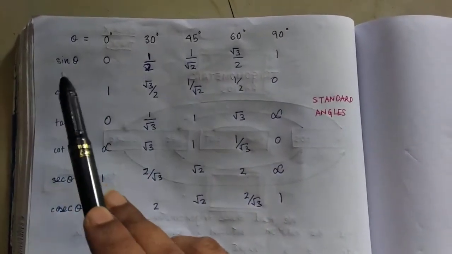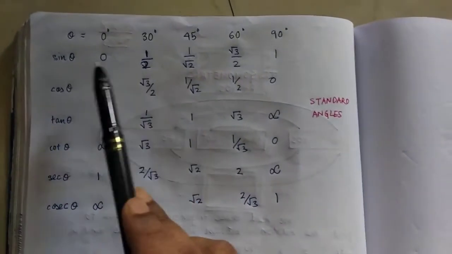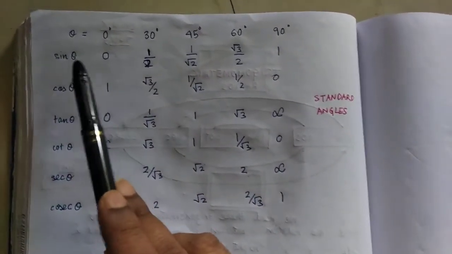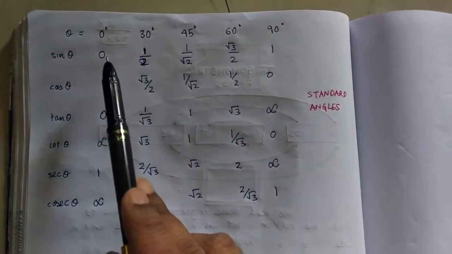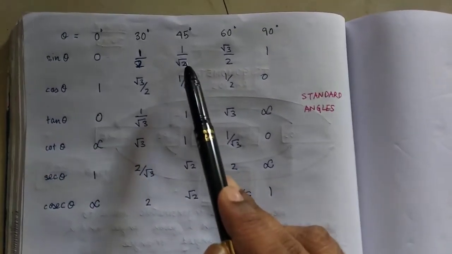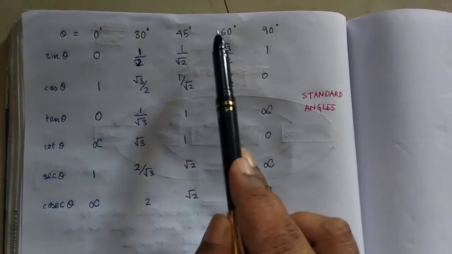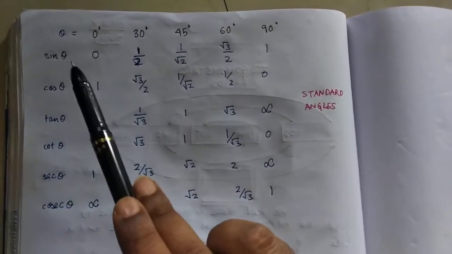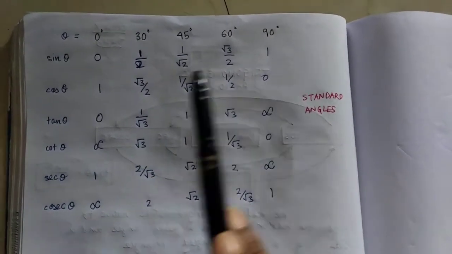You have to just memorize the sine part, and you can find the others automatically. Let me show you how. Suppose you have to learn this one: sine 0 degree is equal to 0, sine 30 degree is equal to 1 by 2, sine 45 degree is equal to 1 by root 2, sine 60 degree is equal to root 3 by 2, and sine 90 degree is equal to 1.